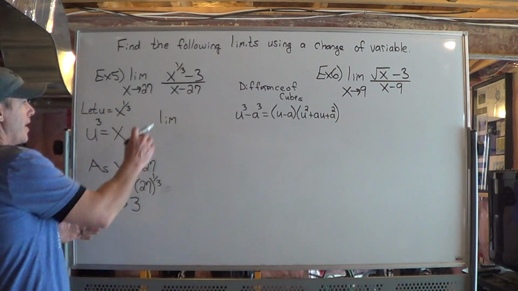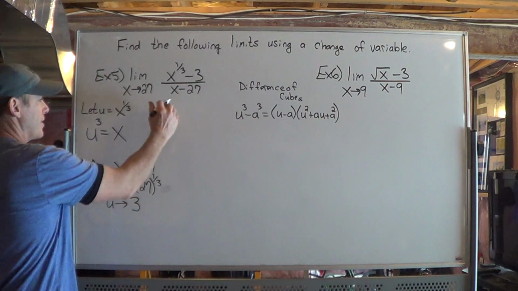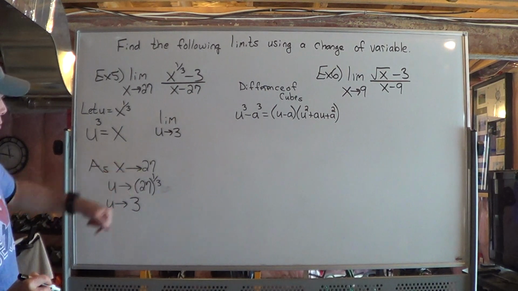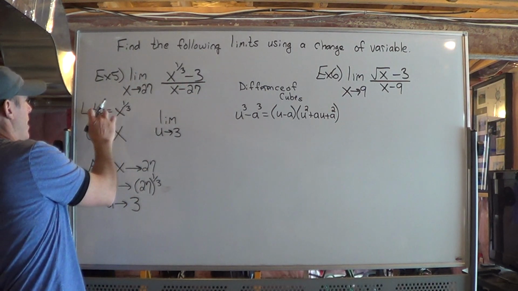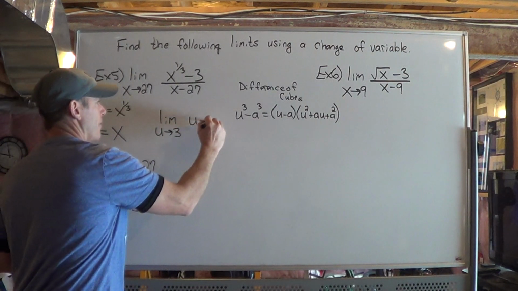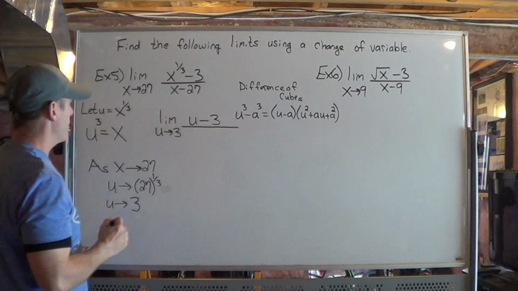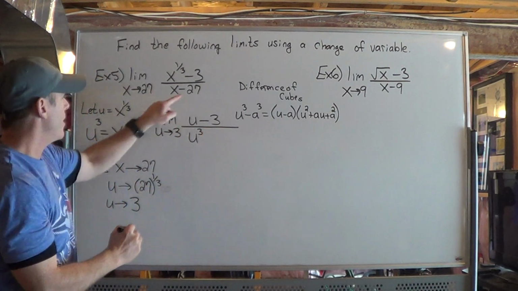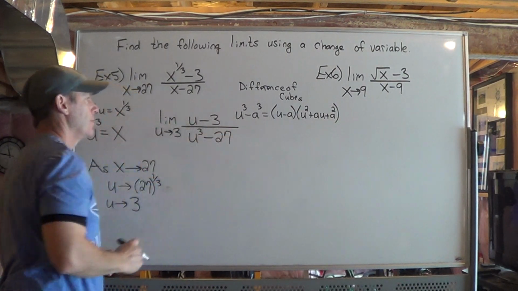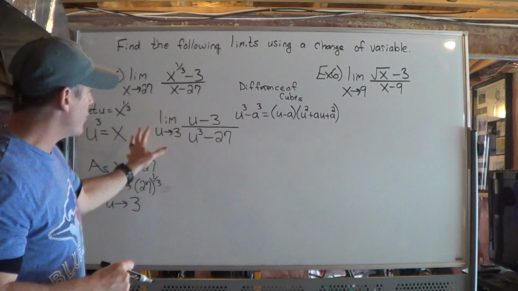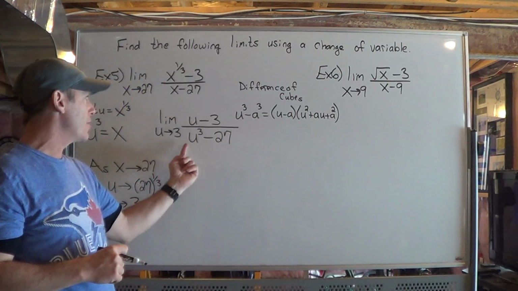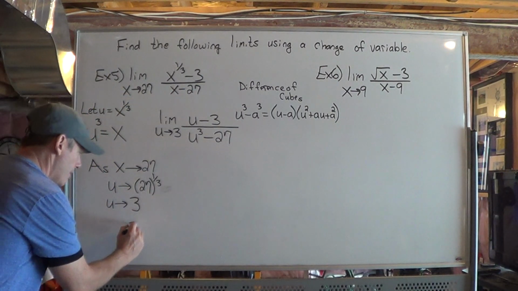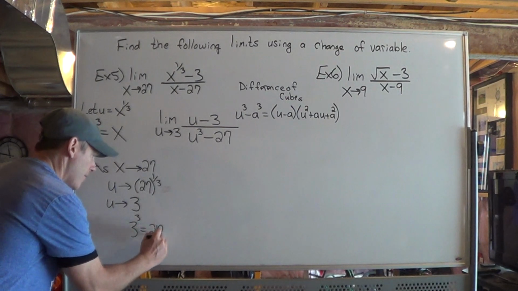So now I know that my limit, as I've switched it all to u's, is the limit as u approaches 3, because that's what happens as x approaches 27. In my numerator, x to the 1/3 is u, and I have that minus 3, divided by x, which is u cubed, and then minus 27. Well, guess what? I've now switched everything, but I'm going to have to use a difference of cubes here because I do have it. And this time my a value is going to be 3, because 3 cubed gives me 27.